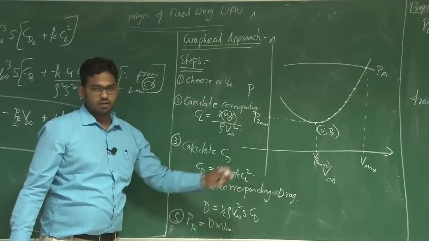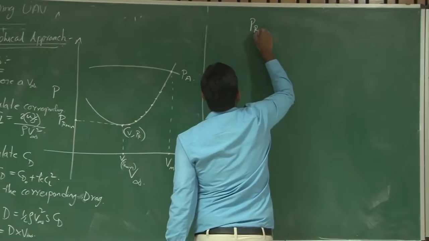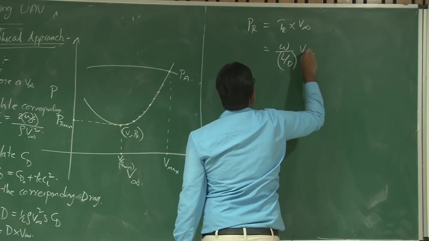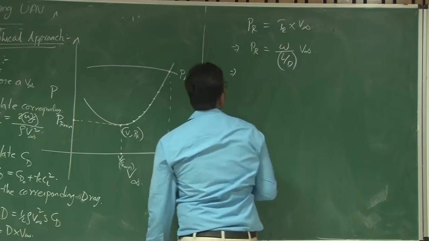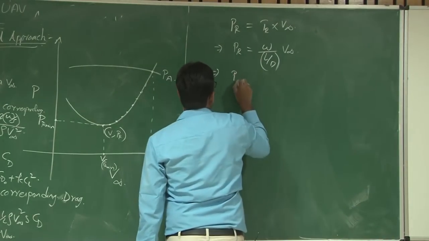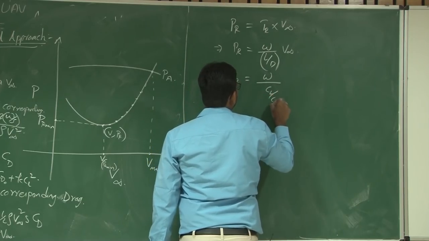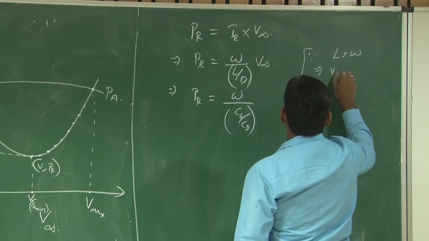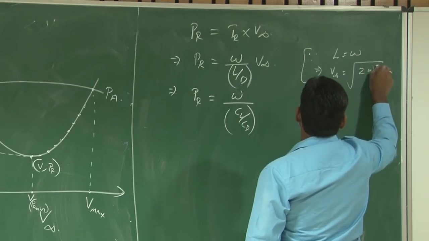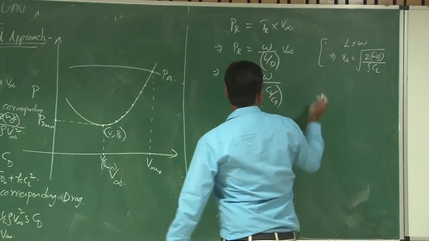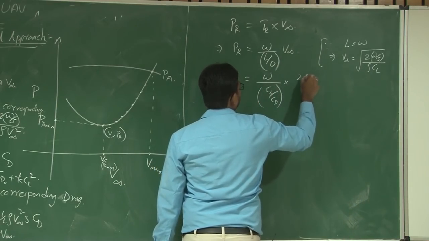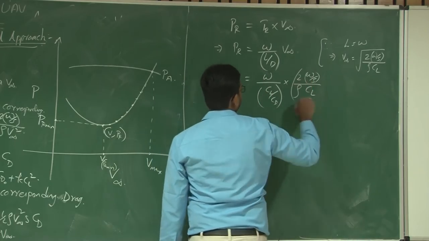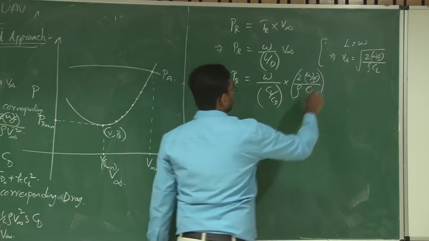Can we figure out this minimum power requirement analytically? What we have, power required is equal to thrust required into velocity, right? What is thrust required? W by L by D into velocity. What is W by L by D? W by CL by CD. Velocity is also a function of CL. Since L is equal to W, V infinity is equal to root over twice wing loading by rho into CL. If you substitute that here, what you have is 2 into W by S by rho into CL to the power of 1 by 2.